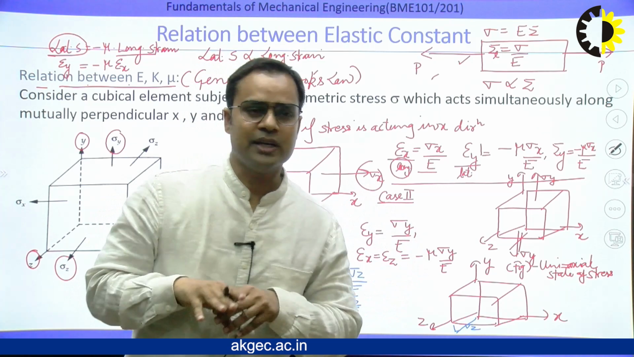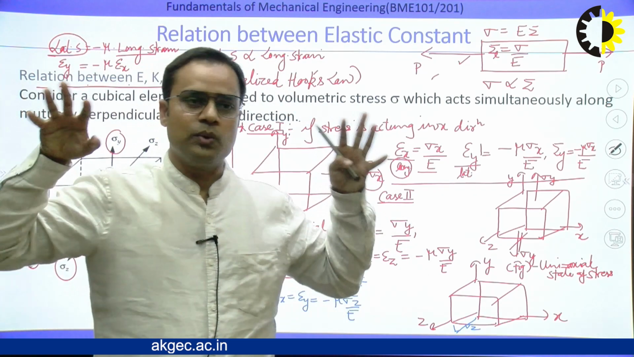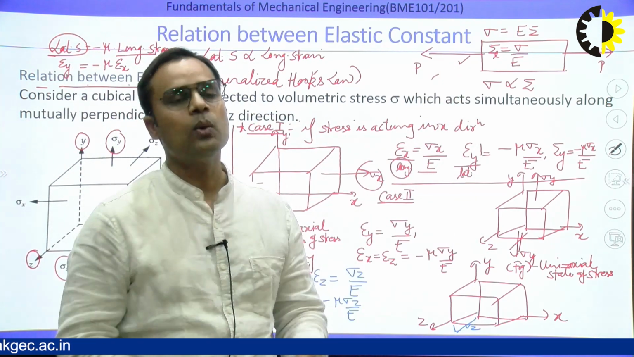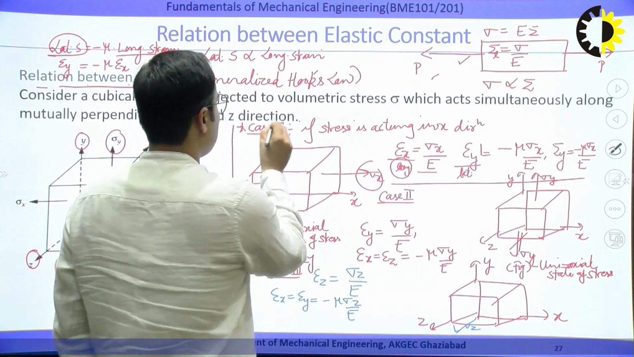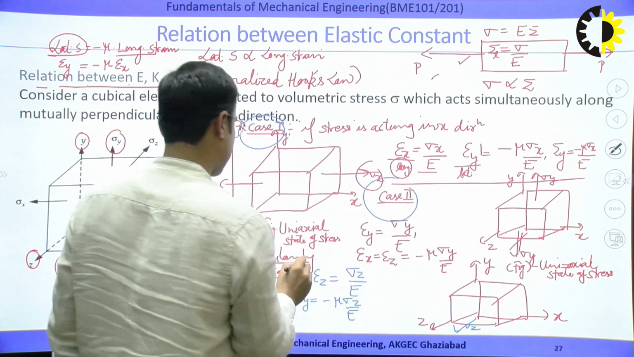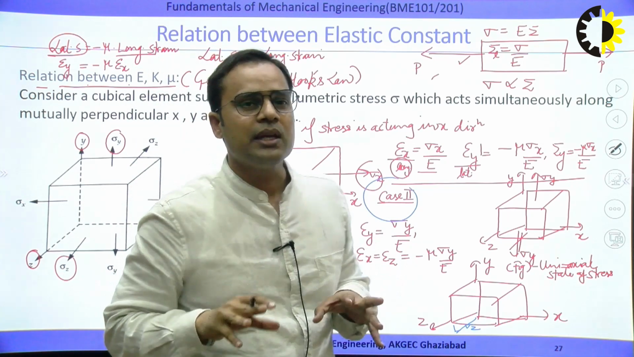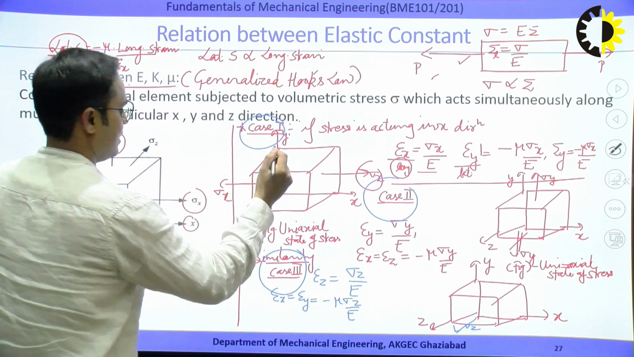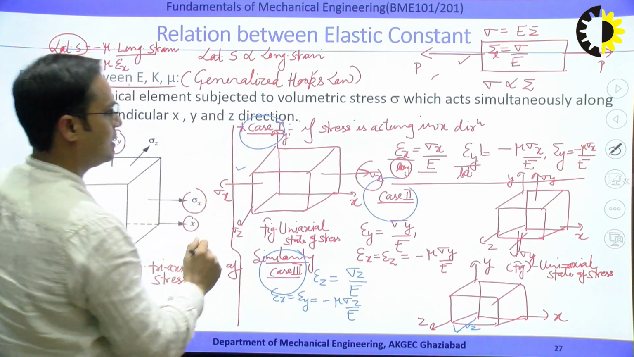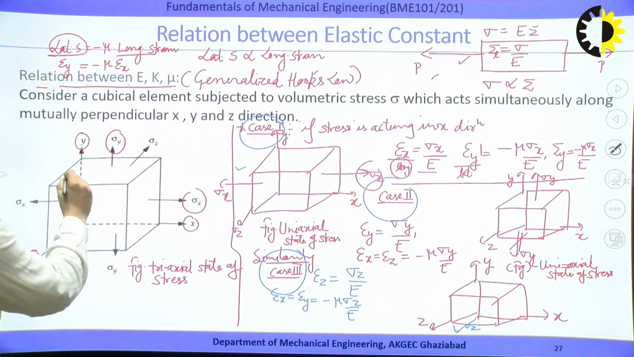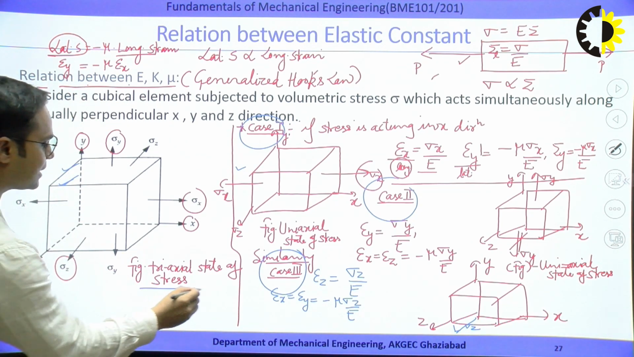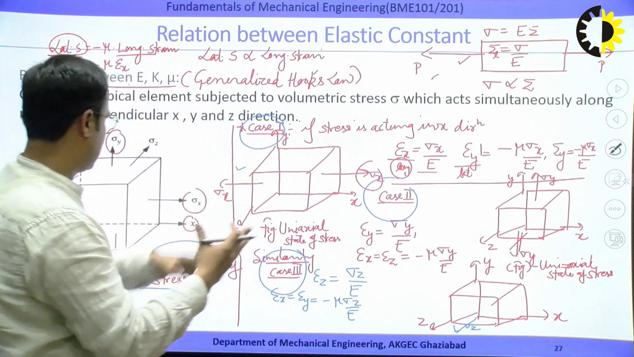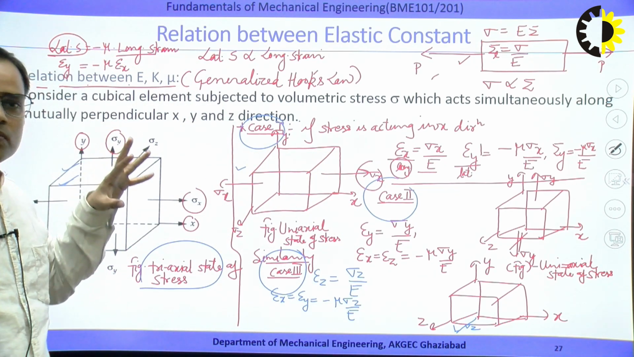So these are the 3 different cases we have considered. By considering the uniaxial state of stress, we have seen how much strain is induced in all 3 directions. This is case number 1, this is case number 2, and this is case number 3. If we combine all these 3 cases, what will happen? We will get this figure, that is the triaxial state of stress.